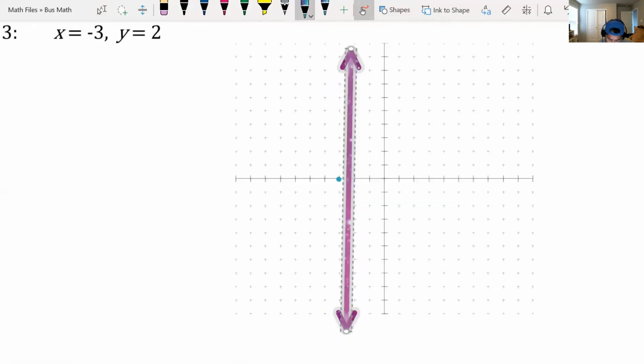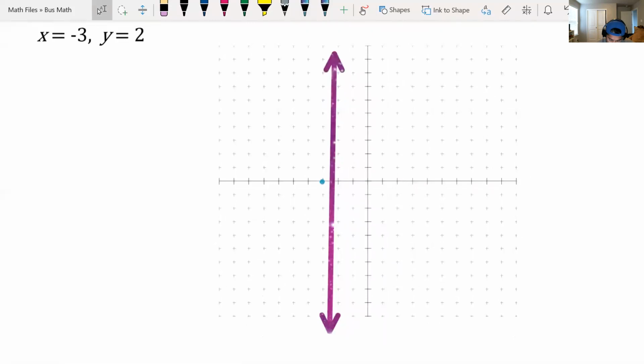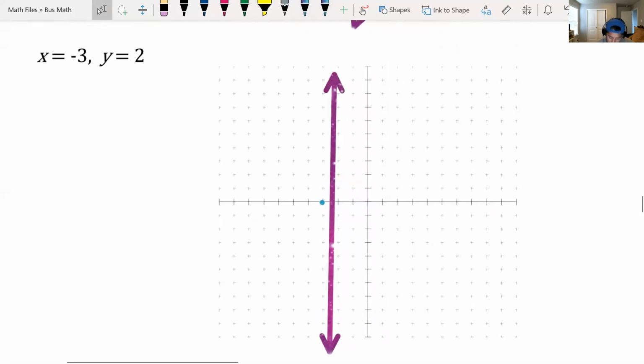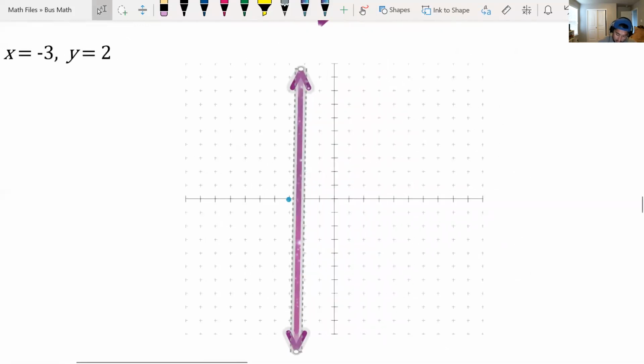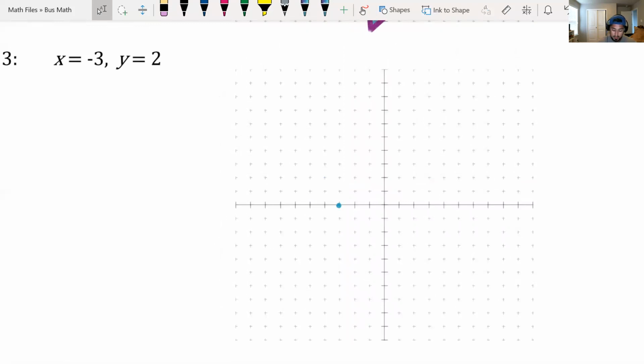I missed, but it's fine. How do I move you? Let's see. Move it. Move it. I don't want to do it over. Maybe I could get away with not doing it. Let's see.